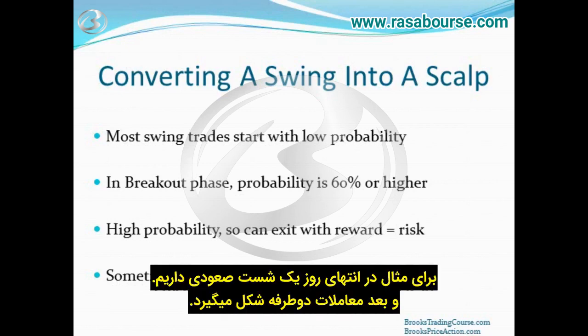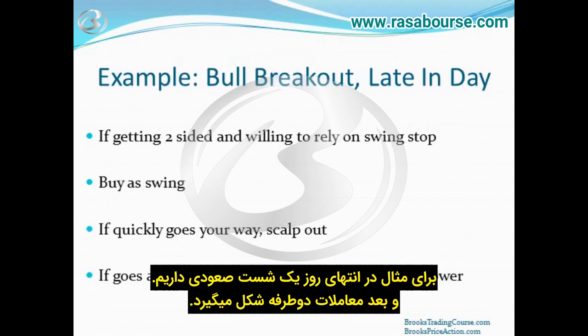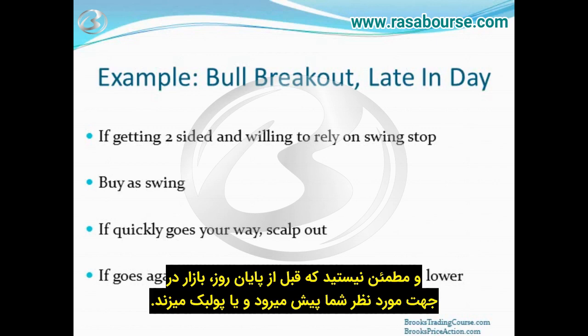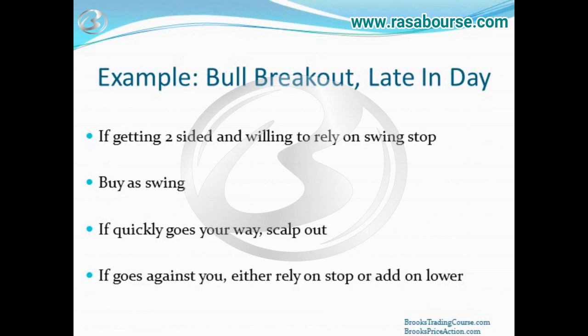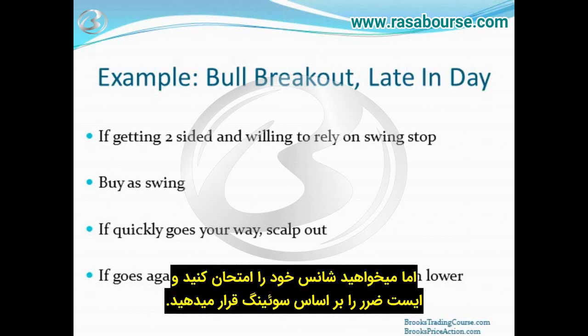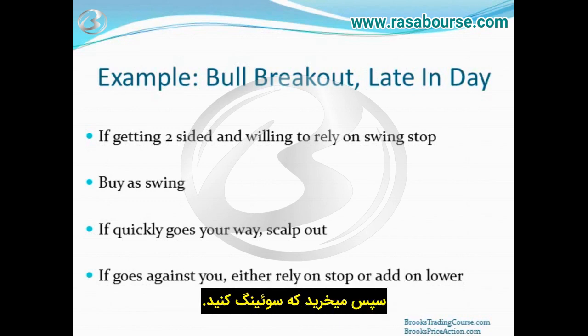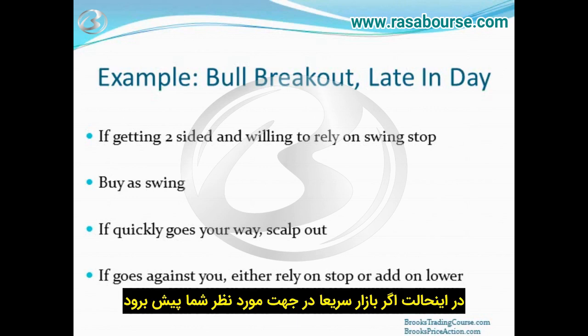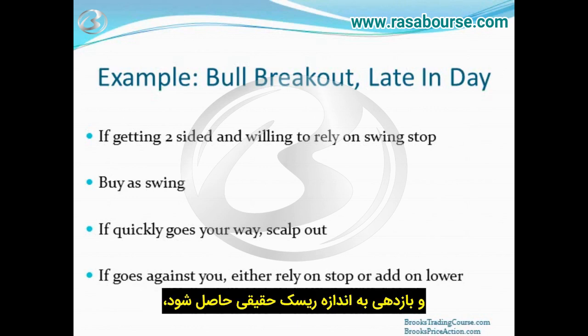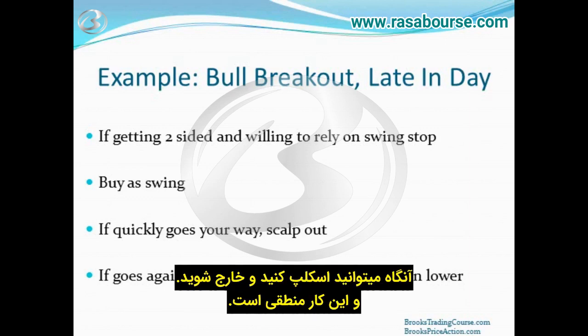An example, let's say you have a bull breakout late in the day, and you start to see some evidence of two-sided trading, and you're not certain that the market will go far enough your way before the end of the day, or if it'll pull back first. However, you're willing to take a chance, and you're willing to rely on a swing stop. Then you go ahead and you buy it as a swing. If the market quickly goes your way, and it reaches a reward that's at least as big as your actual risk, you can scalp out, and that's a mathematically sound thing to do.